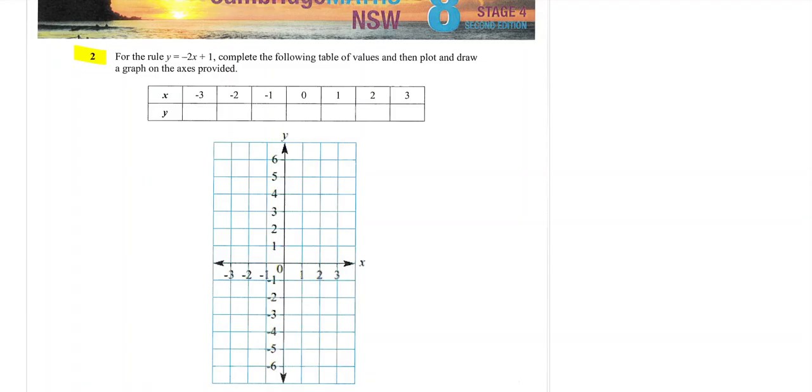Rihanna. That's right, very good. And what does that equal? So it's negative 2 times negative 3 plus 1 equals 7. Great. So that number there is 7.